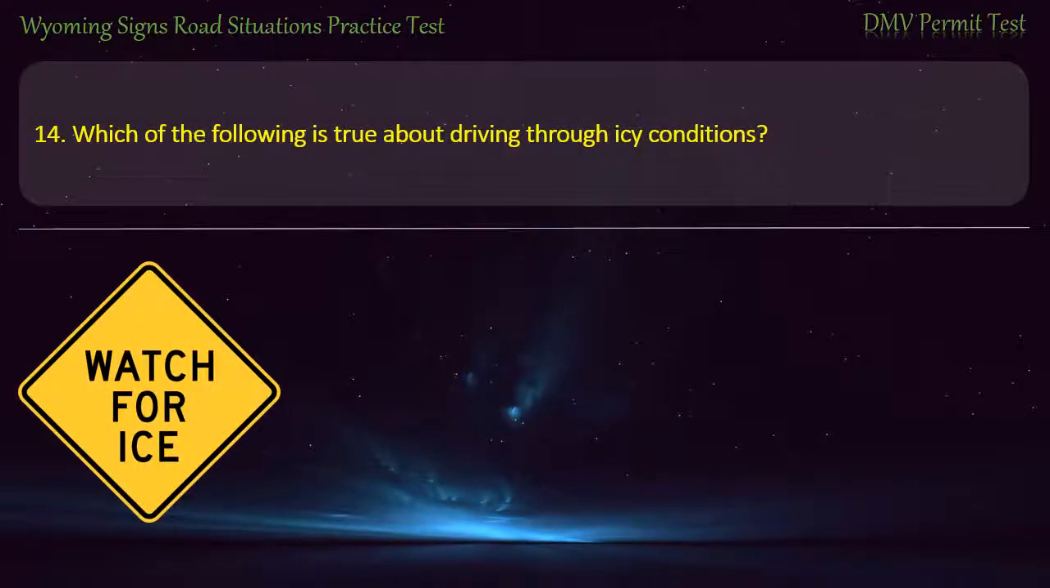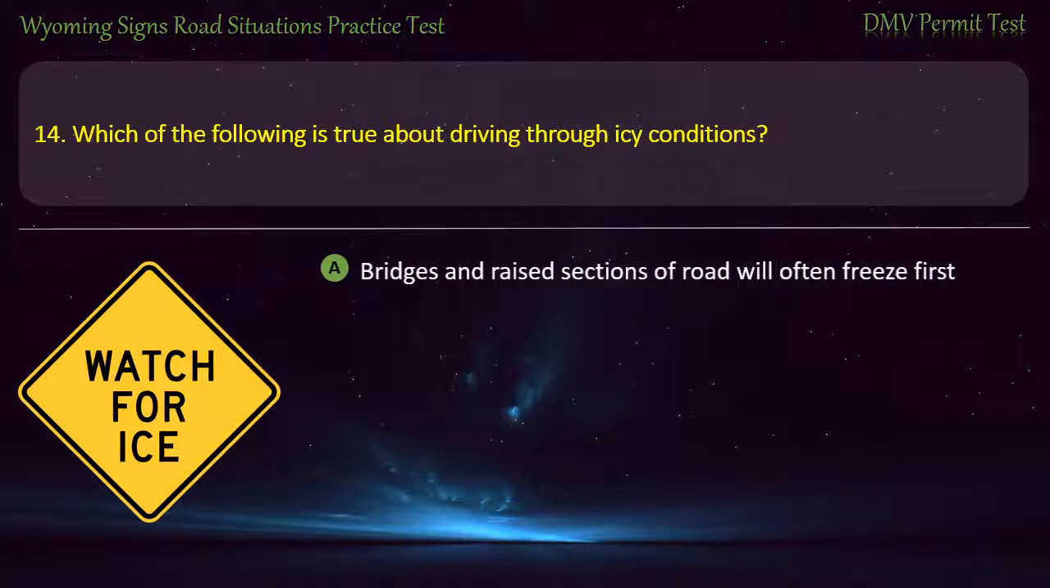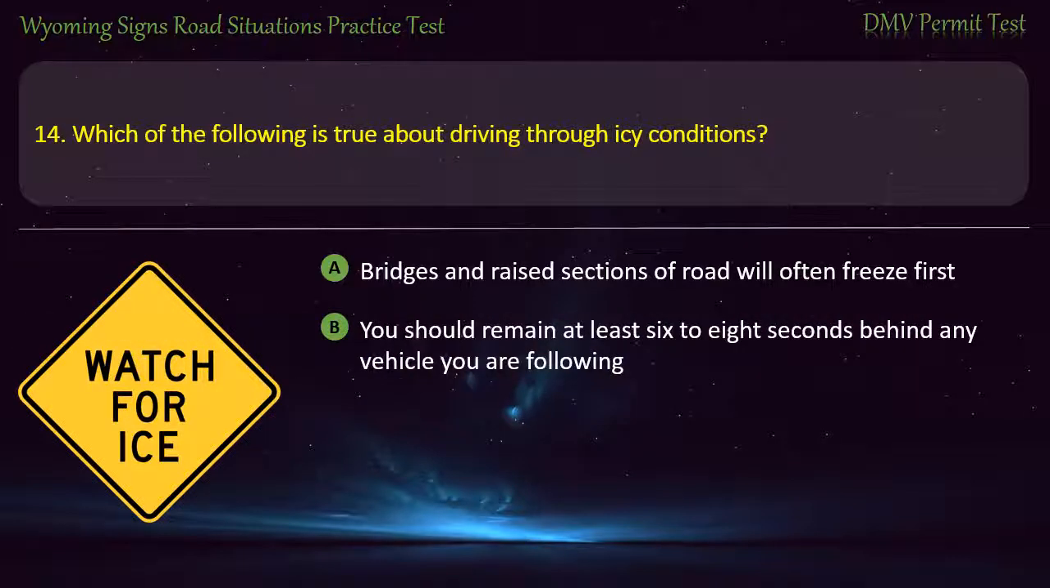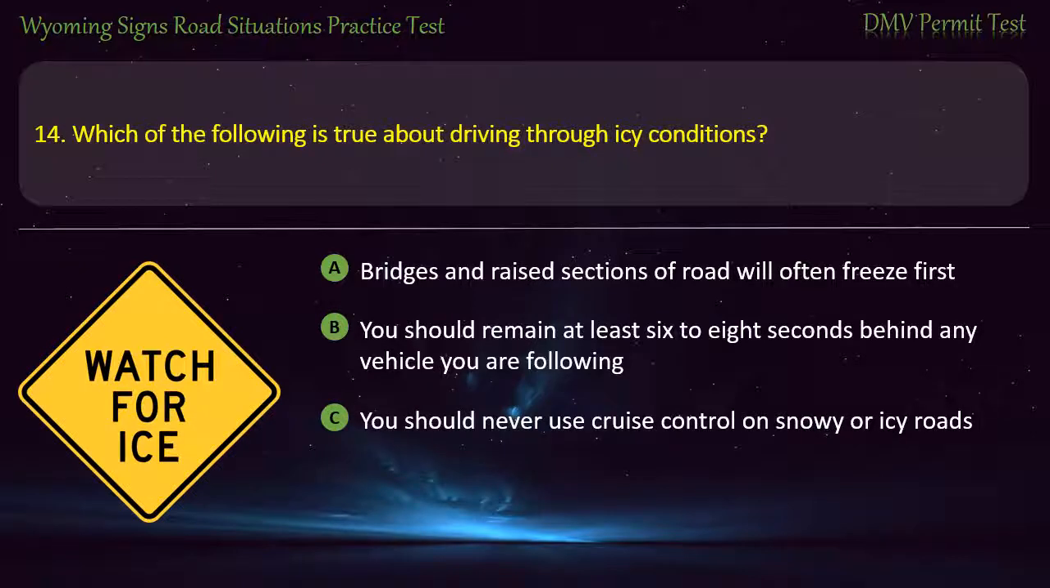Question 14. Which of the following is true about driving through icy conditions? Bridges and raised sections of road will often freeze first. You should remain at least 6 to 8 seconds behind any vehicle you are following. You should never use cruise control on snowy or icy roads. All of the above. Answer. All of the above.